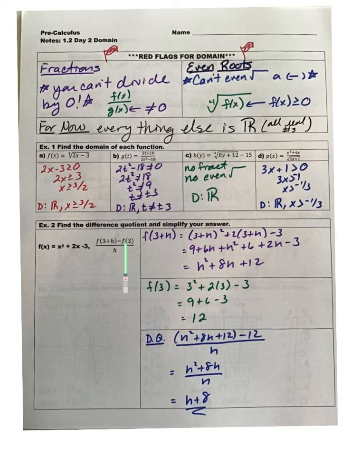All right, now I need to find f of 3. So I plug in 3 to my function and get 3 squared plus 2 times 3 minus 3. 9 plus 6 minus 3 is 12.